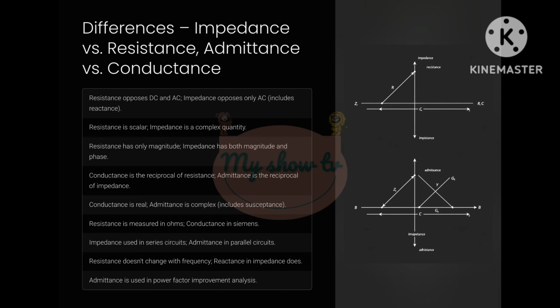6. Conductance is used for DC analysis, admittance is useful in AC parallel circuits. 7. Admittance simplifies calculations in parallel AC circuits. 8. Conductance does not vary with frequency, admittance can vary due to susceptance. 9. Conductance is used to express ease of current flow in resistors, admittance does the same for general AC elements.